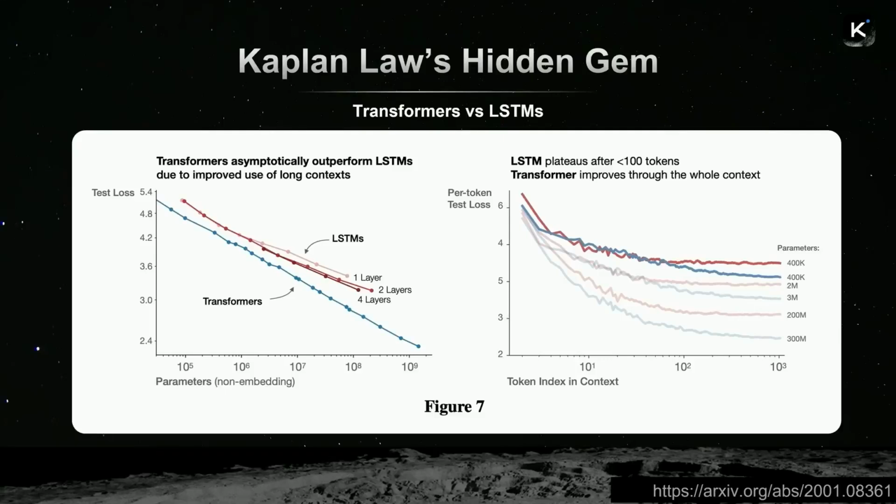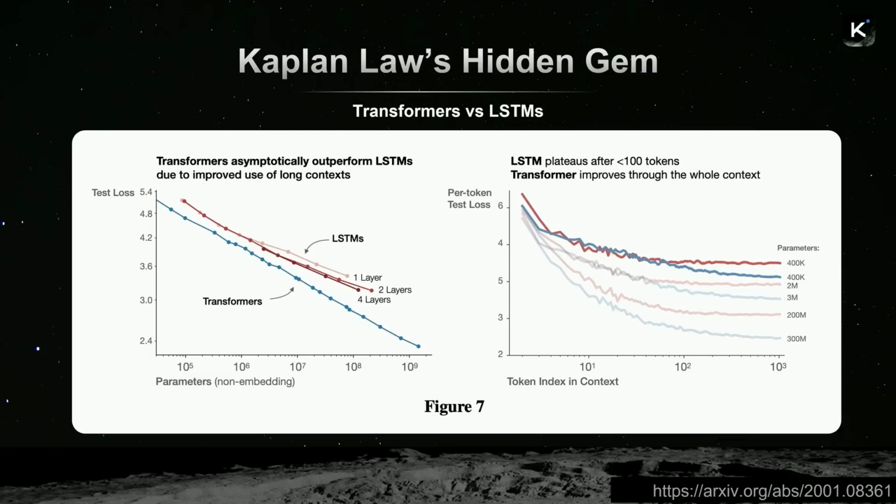On the left-hand side, we can see that transformers achieve a lower training loss given the same number of parameters and the same number of training tokens, as expected. And this is why transformers have become the de facto architecture that people are using right now.